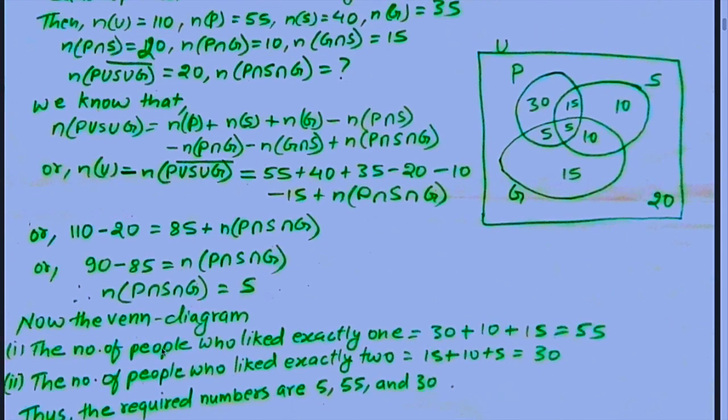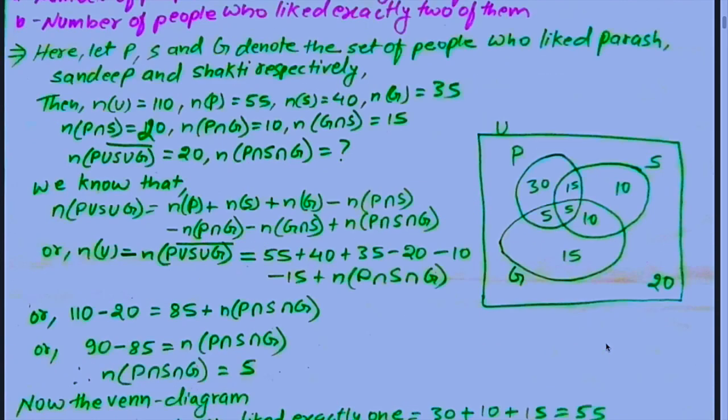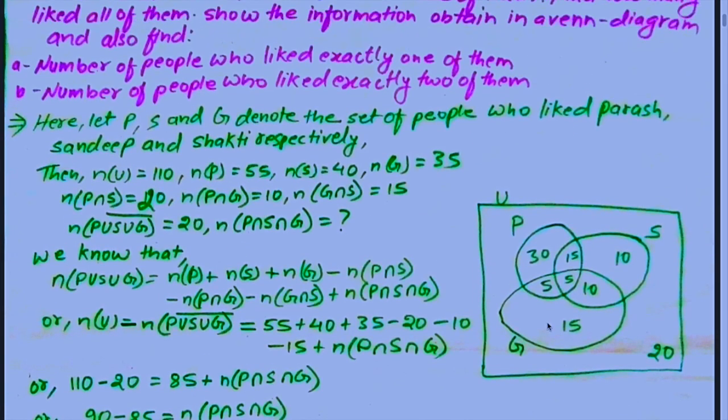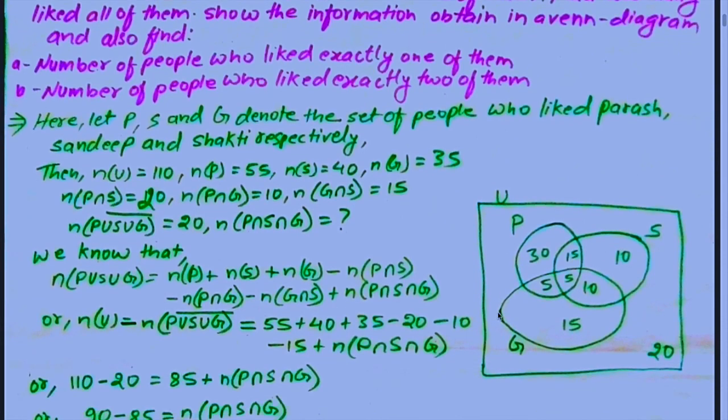We can also apply a formula for this: n_0(P) plus n_0(S) plus n_0(G), which also comes to 55. And for exactly two, it is n_0(P intersection S) plus n_0(S intersection G) plus n_0(P intersection G). This formula can be applied here to get this result. Okay, that's it for today, thanks.